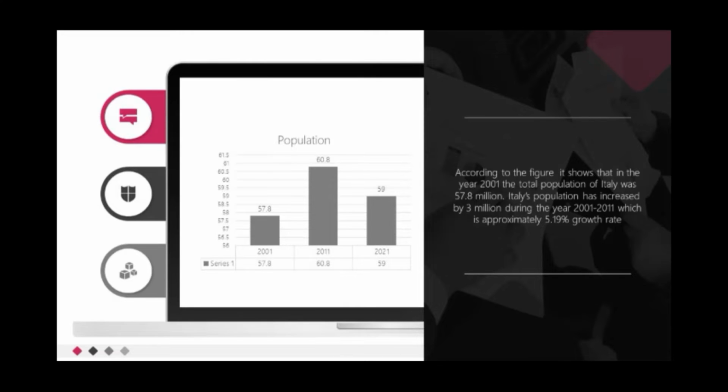Over the next 10 years, the country recorded a decrease from 60.8 million, dropping to 59 million people. Approximately, the country experienced a 2.9% decrease in its population.